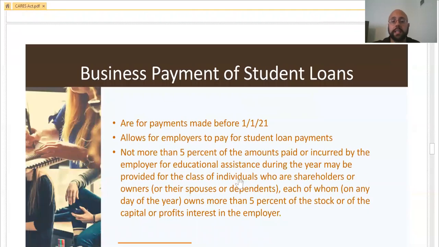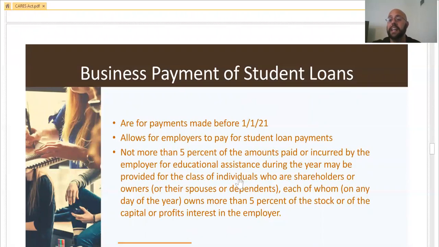Okay. Now, next topic, student loans. Prior to this year, student loans were not a deductible expense to businesses. For this year, they were allowing a business to pay for its employees' student loans. Now, if you are an owner of a business and you're on payroll, you're saying, hey, this is great. This is awesome. I can deduct my student loans.